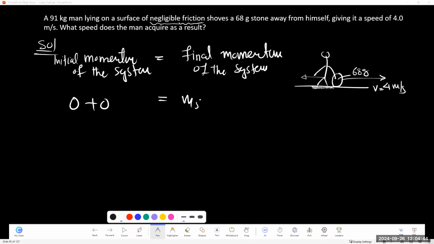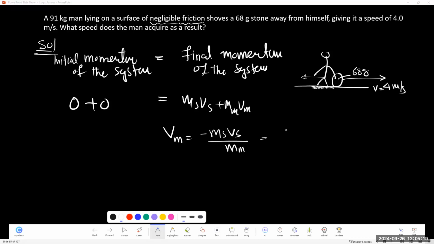The final momentum is ms Vs plus mm Vm. ms means stone mass and Vs means stone velocity, mm means mass of the person, and Vm means velocity of the person. Here I need to find out Vm, how fast the man starts moving. So I'm going to leave mm here and take the other stuff to the other side, so it's going to be minus ms Vs divided by mm. In this case, everything is given.